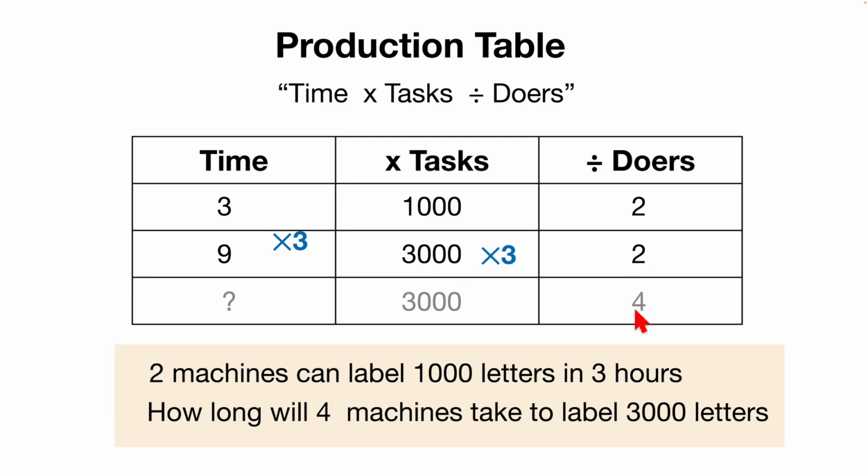We've got 4. So the next thing we do is bring 4 here, which is a multiplication of 2. We keep the tasks the same, and now, having doubled the number of doers, we're going to halve the time. We divide by 2 to get 4.5. So it takes 4.5 hours for 4 doers to do 3,000 letters.